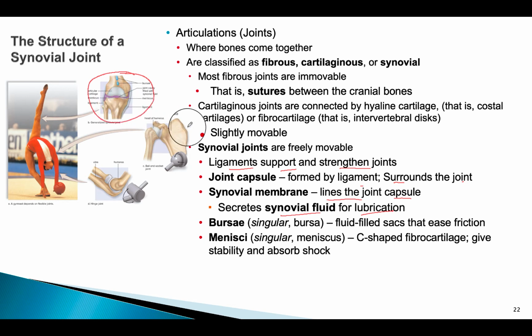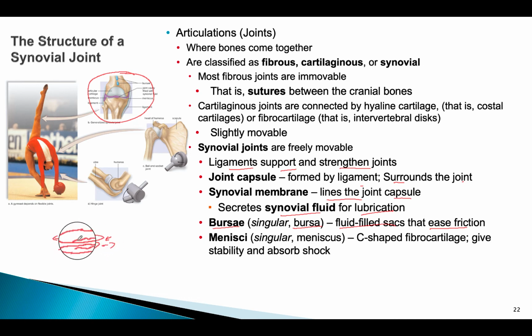Okay, so that's your example of the synovial membrane secreting synovial fluid for lubrication. The bursae, or bursa, singular here, are fluid-filled sacs that ease friction. So think of it from this perspective. Let's say you have a bone here, and then another bone over here. If there is no separation between these bones, and this bone is moving this way and this bone is moving this way, they are going to be rubbing against each other, and ultimately it will break this bone apart.